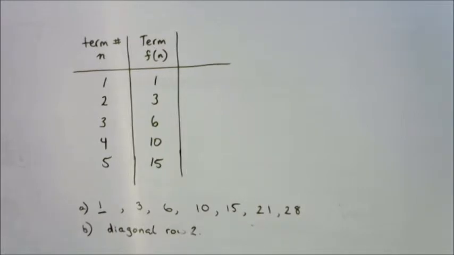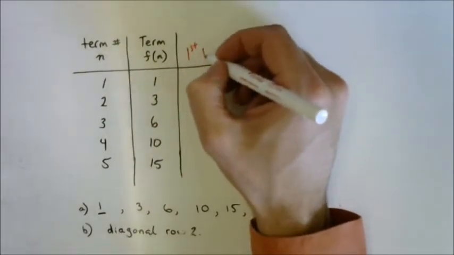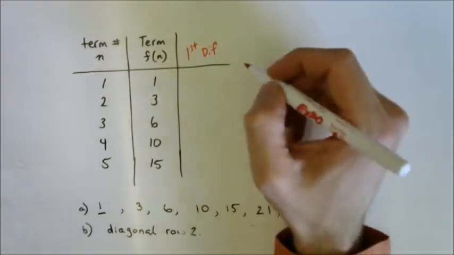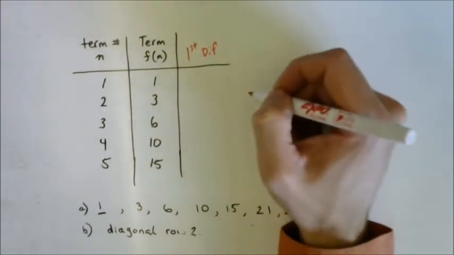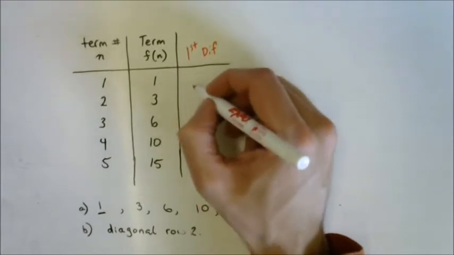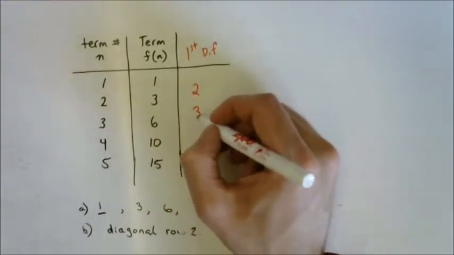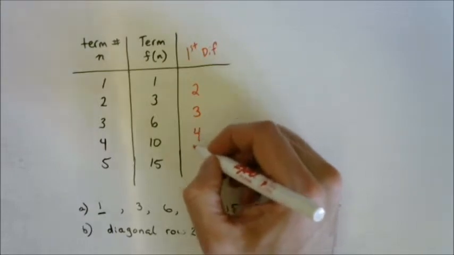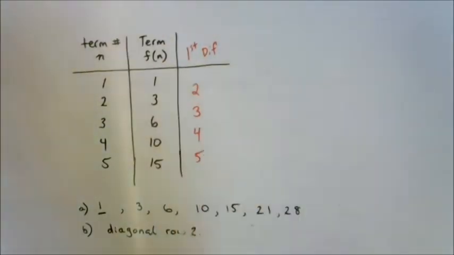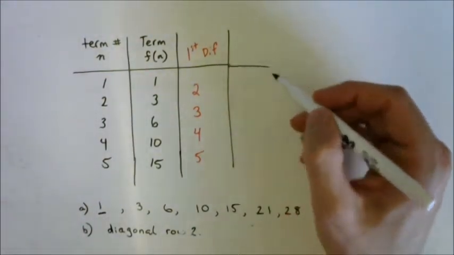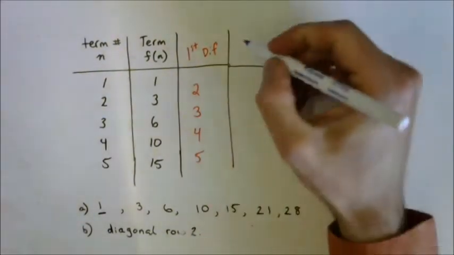Now to calculate the first difference, we're taking a y value, a value of the function, and subtracting the previous value. So the first difference is 3 minus 1, 2. 6 minus 3, 3. 10 minus 6, 4. 15 minus 10, 5. Do we have a constant first difference? No. What does that tell us so far? Yeah, we have to look for a second difference. Nice. Yeah, it's not a linear relationship. We could have figured that out already, but let's try our second differences.